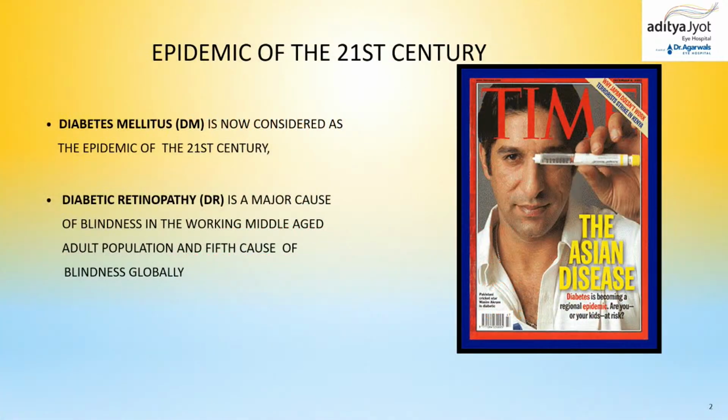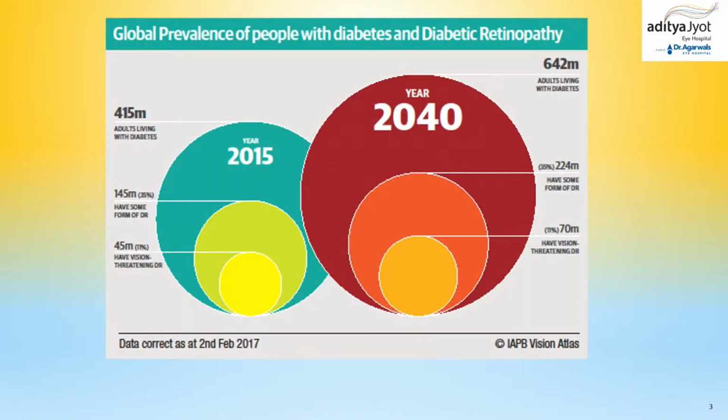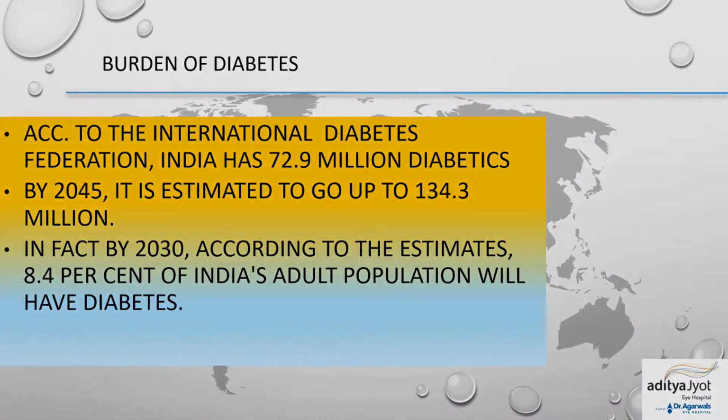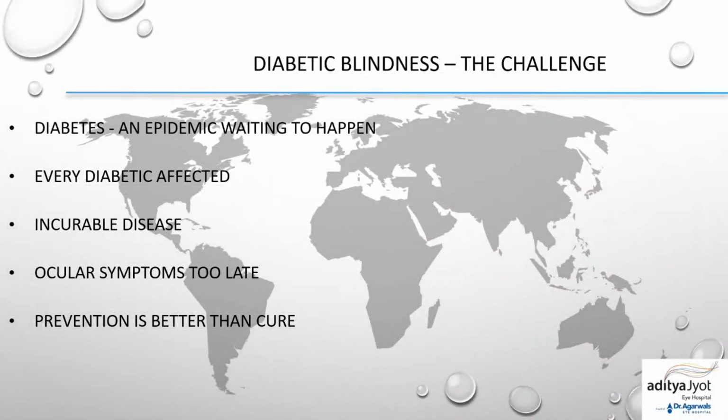We all know that diabetes is the epidemic of the 21st century, and diabetic retinopathy is a major cause of blindness in the working middle-aged adult population, the fifth cause of blindness globally. We saw these statistics: from 2015 to 2040, it's going to be 642 million. India has, as of today, 100 million diabetics, and this was a few years back in 2017. They are saying it's going to keep on increasing. So it's an epidemic. Every diabetic is affected. It's an incurable disease, which is what I want to convey to the public. And eye symptoms are too late.